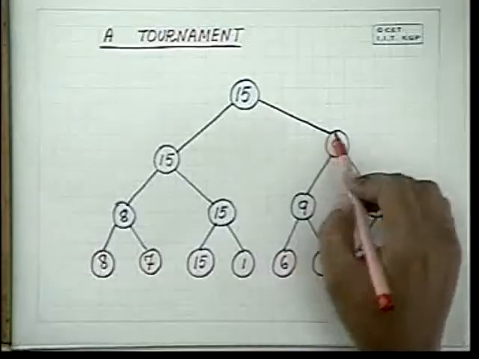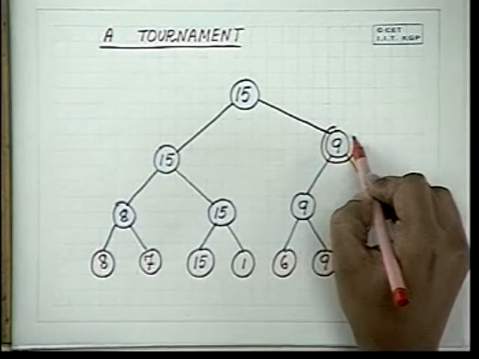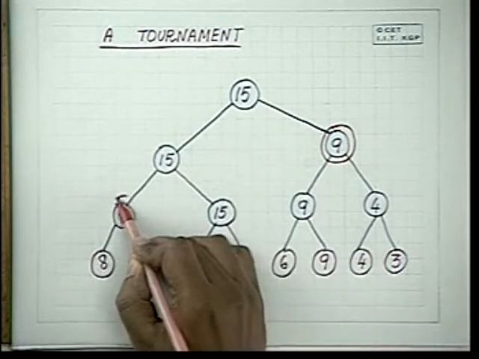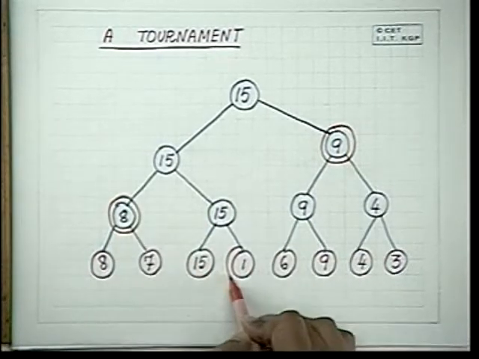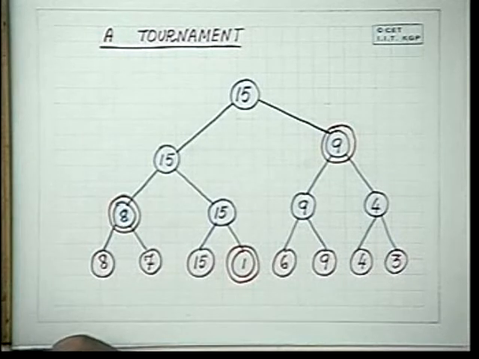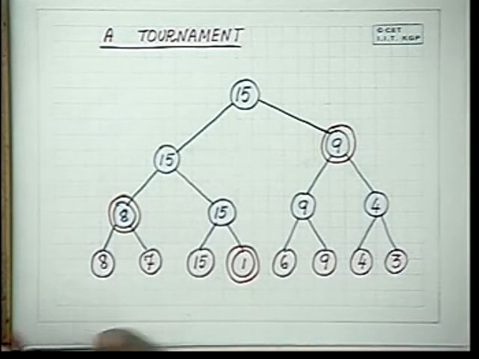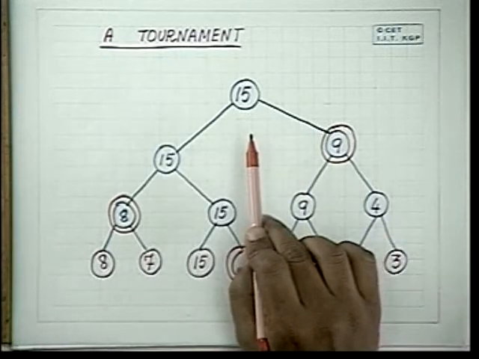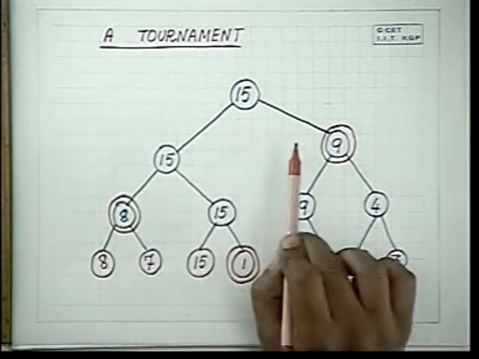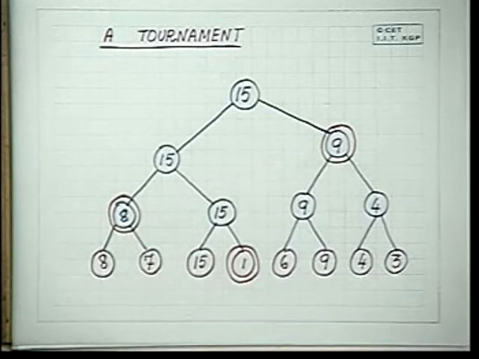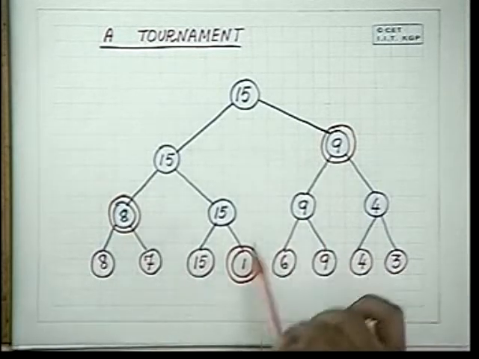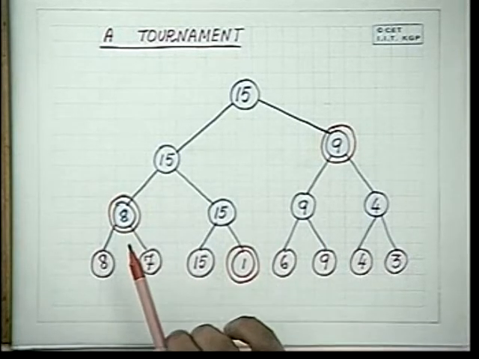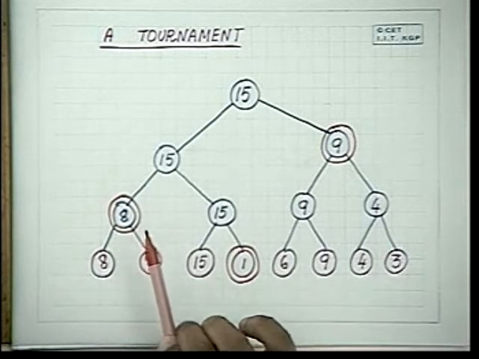For example, here the second largest will occur between this fellow and this fellow. Must occur. The second largest must occur among those people who have lost out to the largest. This is an absolute key observation, and these are the necessary and sufficient items which are to be compared to find out the second largest.